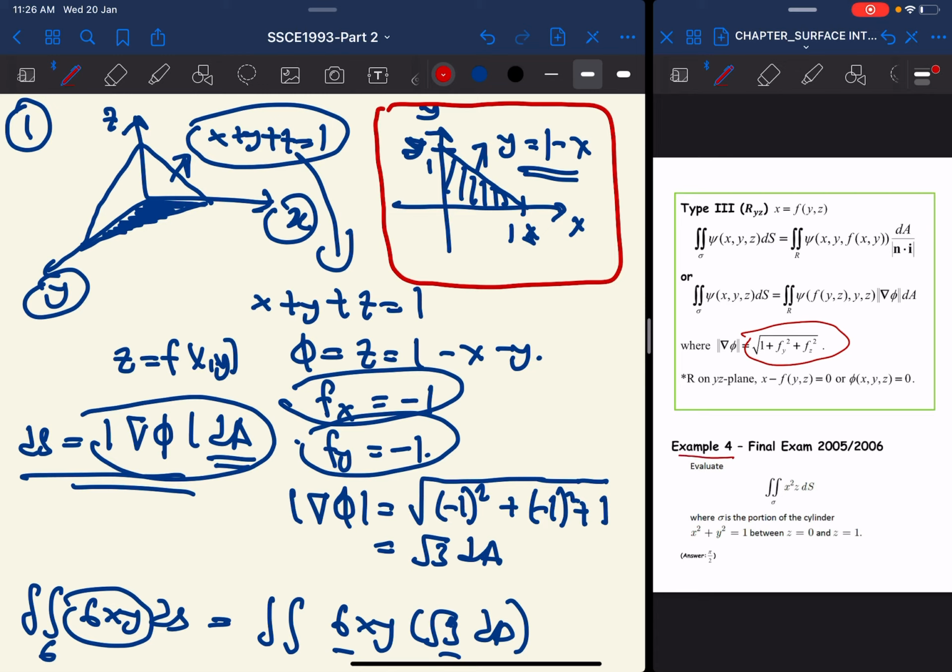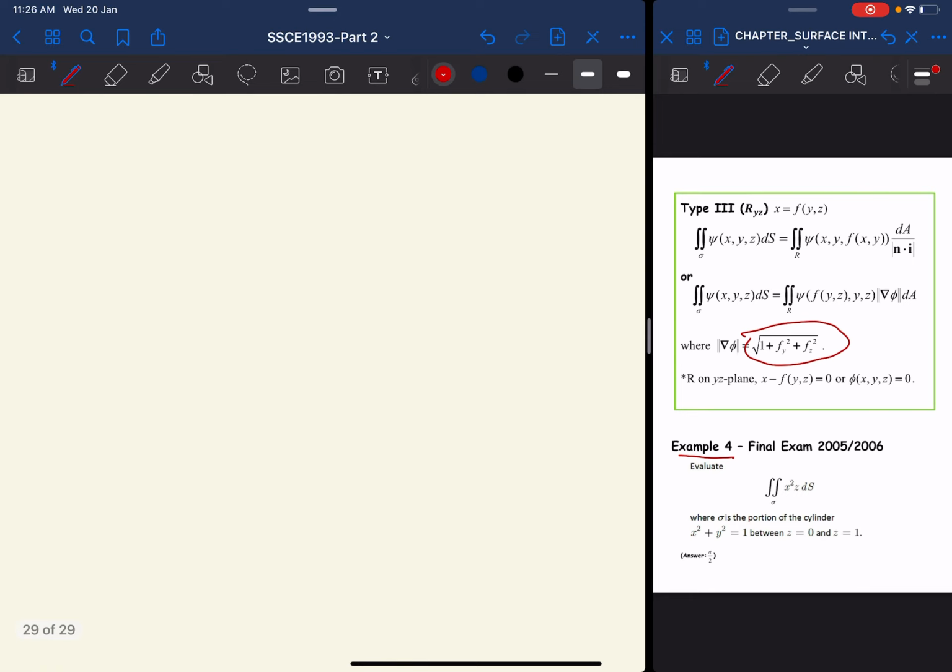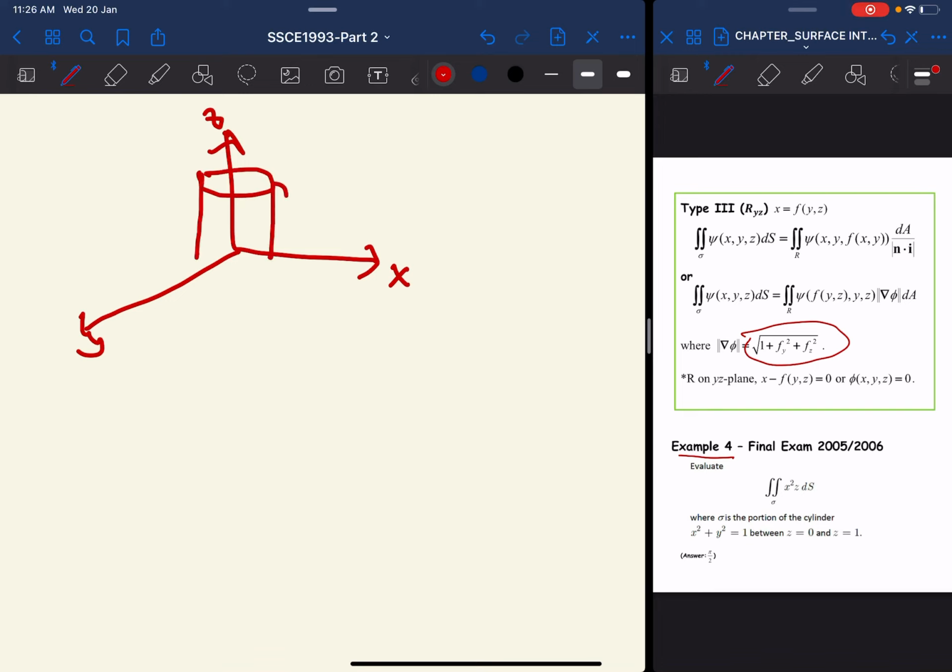If you see here, the given surface is a portion of a cylinder. If you would like to sketch this one, we will have x, y, and then z. Eventually we will have a cylinder like this. Sorry for my weak sketching. This one is z equal to 0, and this one is z equal to 1. So eventually you will have a cylinder.